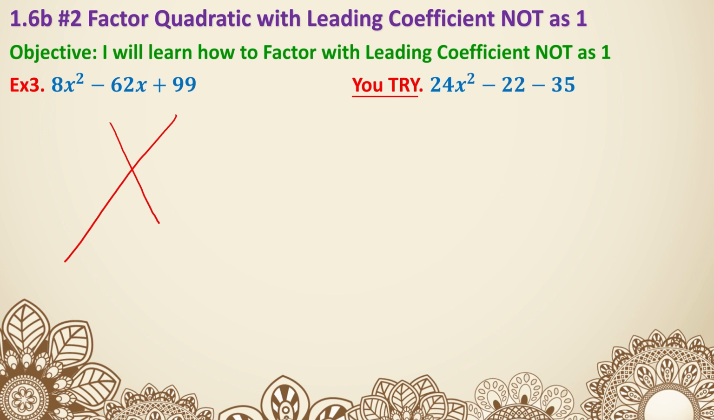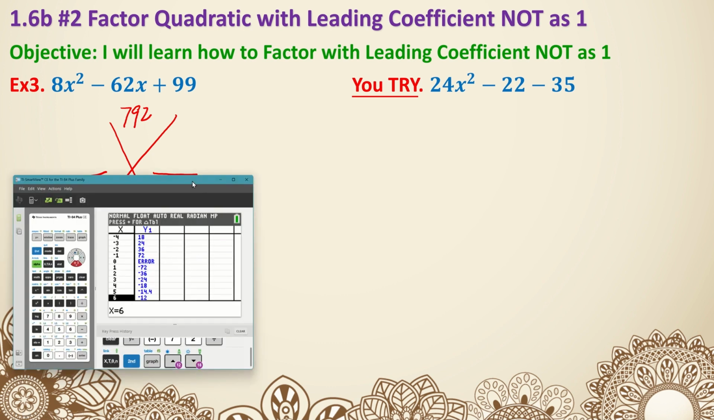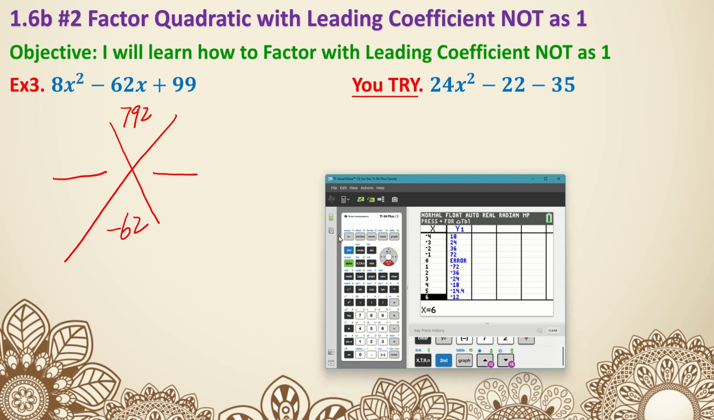Let's set it up. On the bottom is negative 62. On the top is 8 times 99, which is 792. So we need the fraction line. Ooh, that number is kind of big. So let's start reviewing how to actually use our calculator to help us. There we go. Let's type it in.